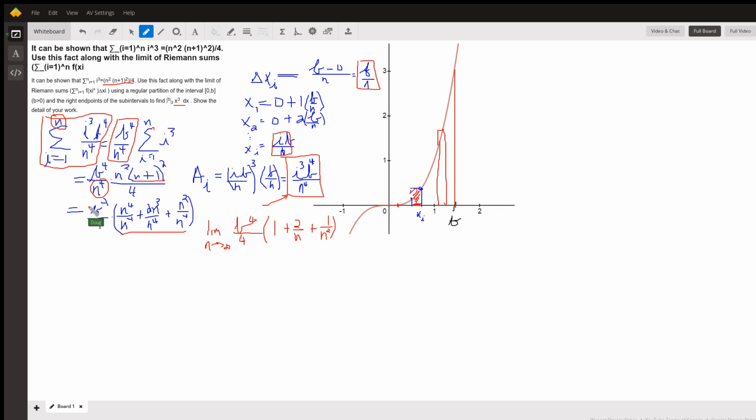And now I want to take the limit of this expression as n approaches infinity. And what I've done is reduced n to the fourth over n to the fourth to a 1. 2n cubed over n to the fourth is 2 over n, and n squared over n to the fourth is 1 over n squared. As we take the limit of this expression as n approaches infinity, these fractions approach 0. So the limit is b to the fourth over 4.